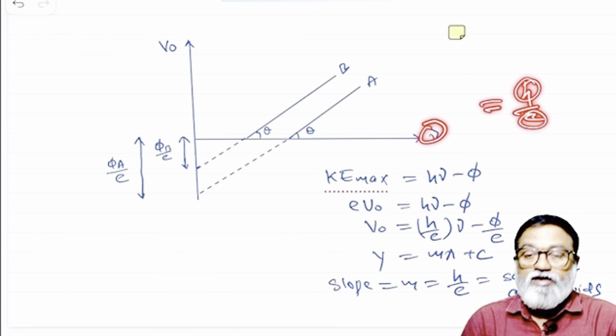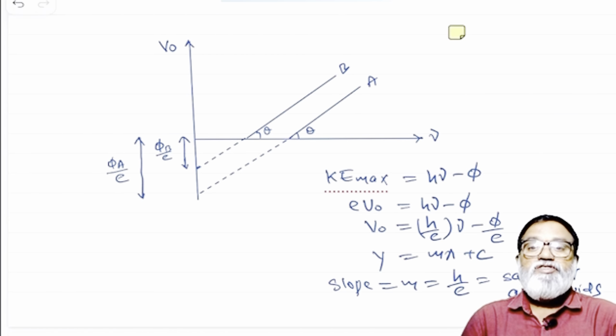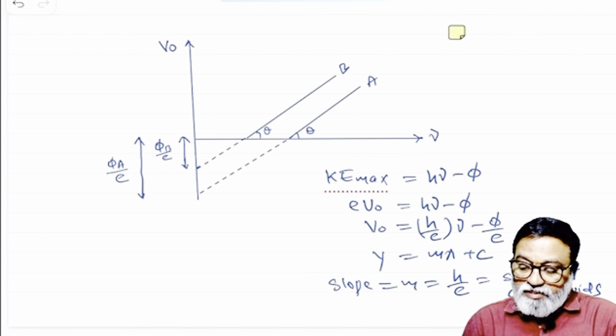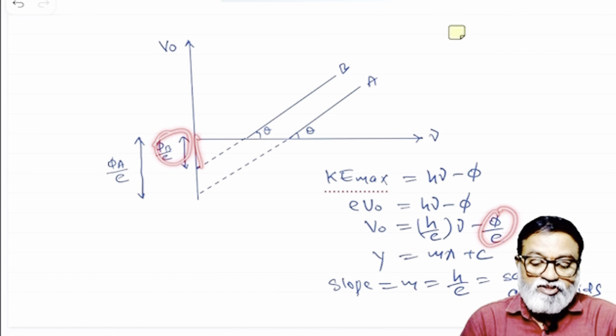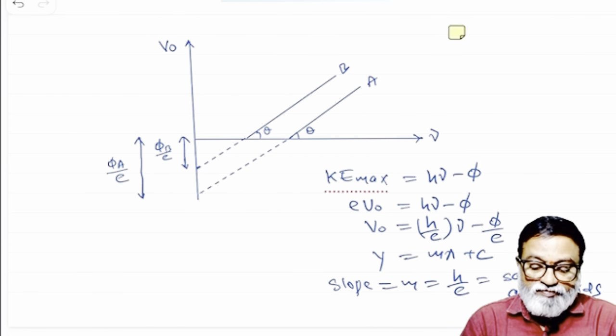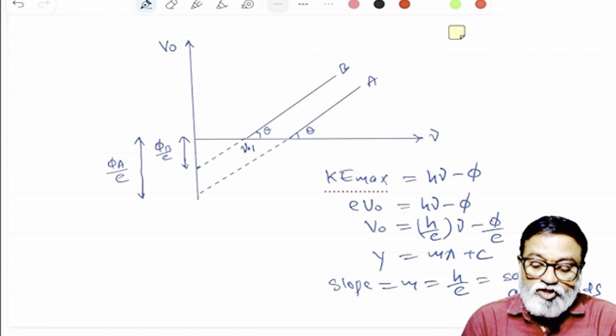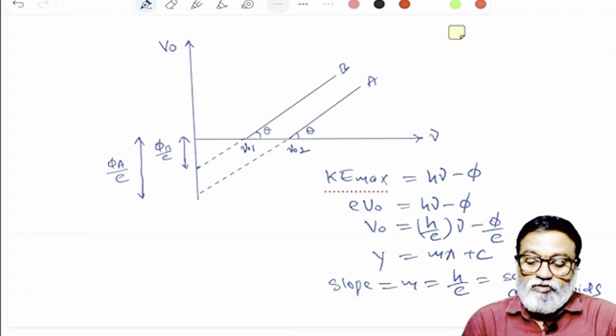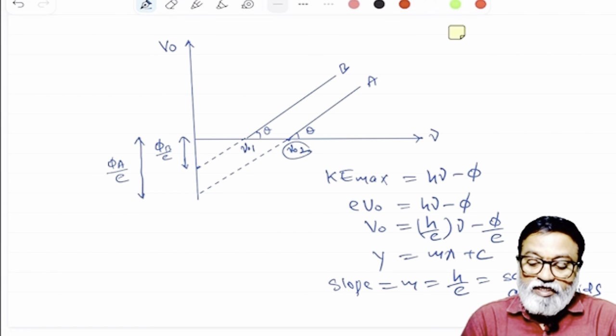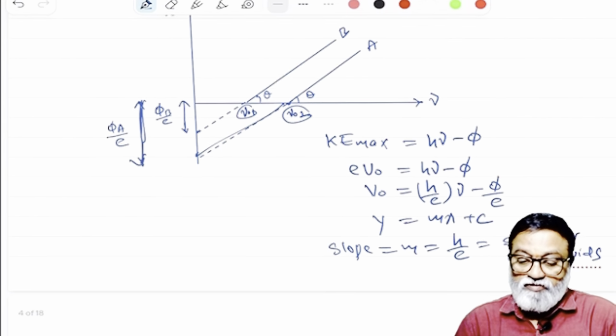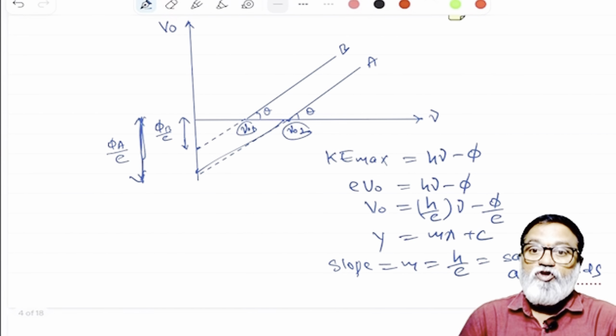Here h is constant, e is constant, therefore the slope is constant, same for all the metals. And c is nothing but the y intercept, that y intercept is phi by e, therefore work function by e. This is for metal A, this is for metal B. Here is the stopping potential, here is the threshold frequency, and there is another threshold frequency. For example, this is threshold frequency nu naught 1, this is threshold frequency nu naught 2, therefore threshold frequency nu naught 2 is greater than nu naught 1, and the y intercept is also greater. This is a graph between stopping potential and frequency.